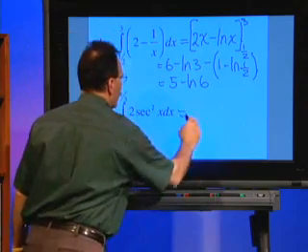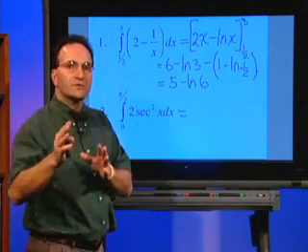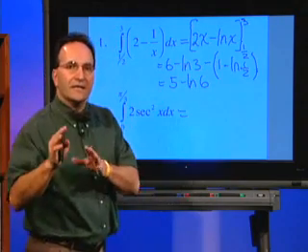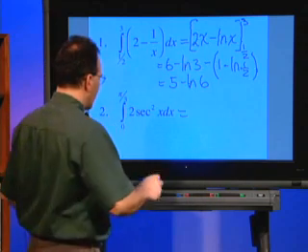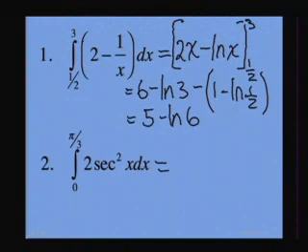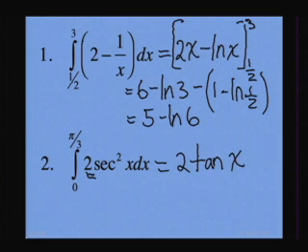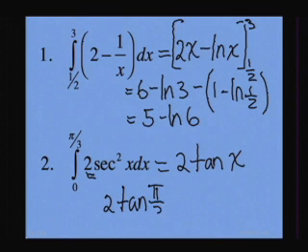This one is going to be equal to, if you remember, secant squared, the integral of that is tangent of x. So we're going to have that this is equal to 2, because of the constant that we have out front here, and then it's going to be tan of x. And this one we need to evaluate starting at pi over 3, so 2 tan pi over 3 minus 2 tan of 0.